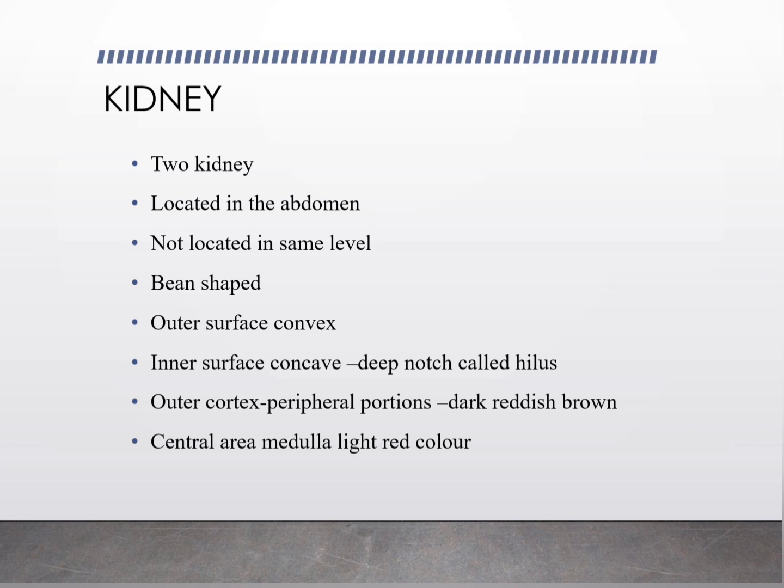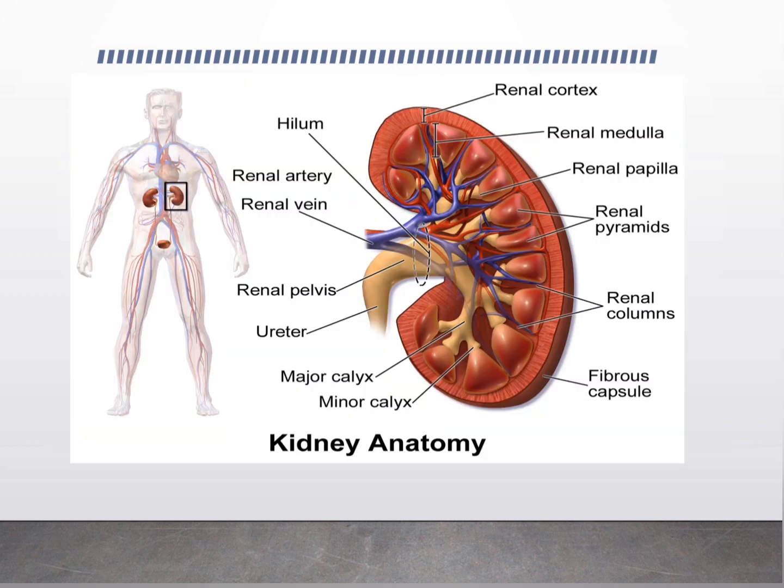Then, kidneys are bean shaped. The outer surface is convex and the inner surface is concave. The inner surface has a deep notch called hilus. The ureter, renal artery, renal vein and nerves enter the kidney through the hilus. The peripheral portion appears dark reddish brown and the central portion appears light red. The peripheral area is called cortex. The central area is called medulla.